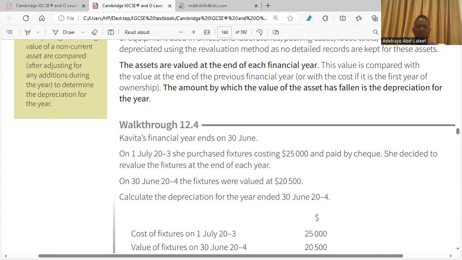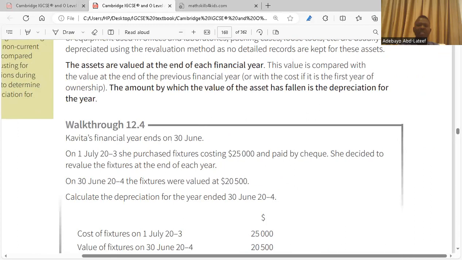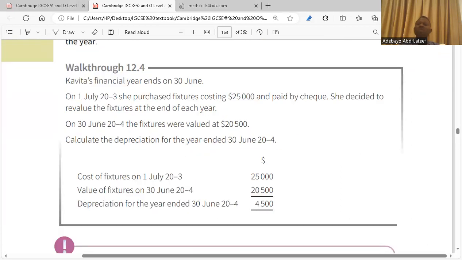They said the financial year ends on 30 June. She purchased fixtures costing 25,000. She decided to revalue the fixture at the end of the year. The cost of the fixture is 25,000. The value of the fixture is 20,500. So the depreciation is 20,500 minus 25,000. That's the depreciation for 1 year. So that's 4,500.